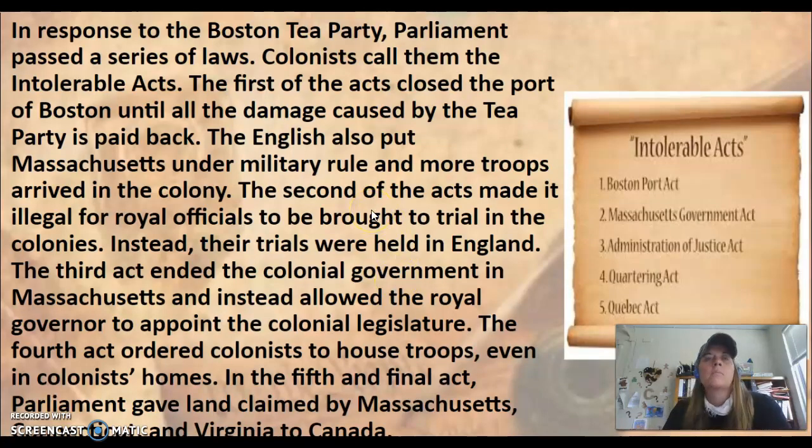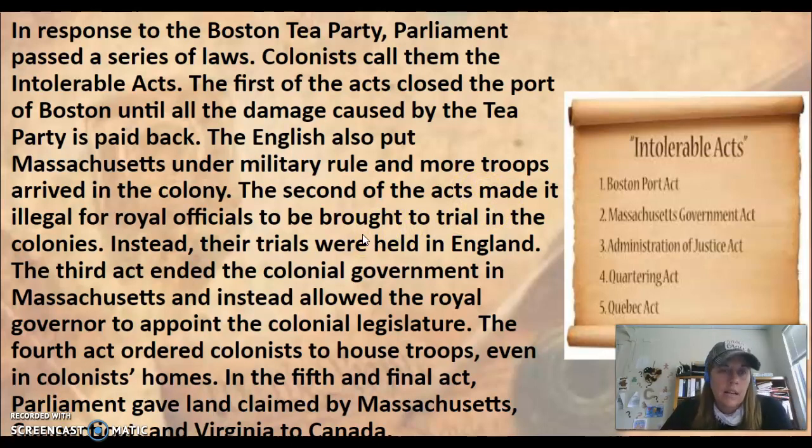In response to the Boston Tea Party, Parliament passed a series of laws, and the colonists called them the Intolerable Acts. The first of the acts closed the port of Boston until all damage caused by the Tea Party is paid back. The English also put Massachusetts under military rule, and more troops arrived in the colony. The second of the acts made it illegal for royal officials to be brought to trial in the colonies. Instead, their trials were held in England.